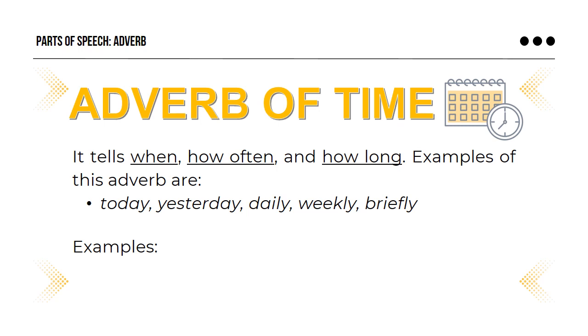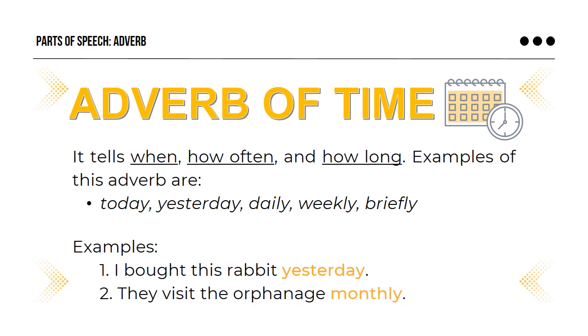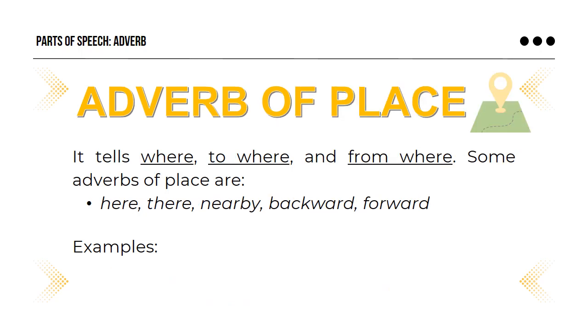For the first one, we have the adverb of time. An adverb of time tells when, how often, and how long. Examples of these adverbs are today, yesterday, daily, weekly, and briefly. When we use it in a sentence, it becomes, I bought this rabbit yesterday. And then we also have, they visit the orphanage monthly. So notice that the words in a different color from the overall text are the examples of adverbs.